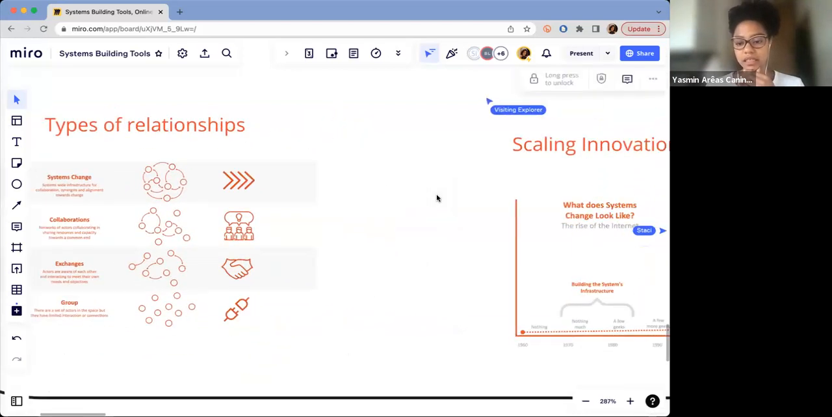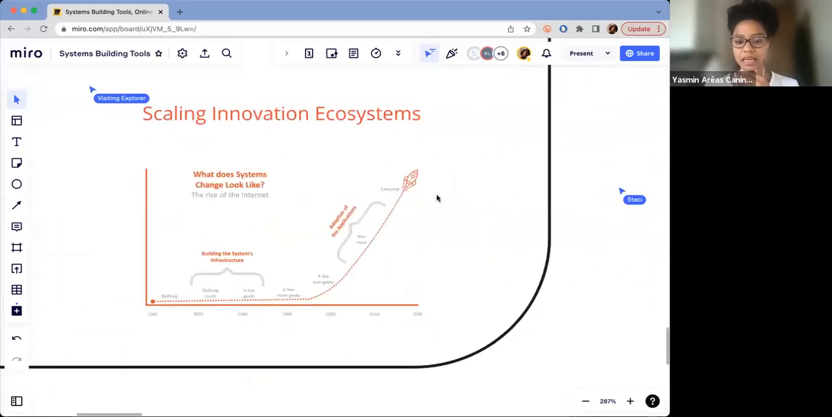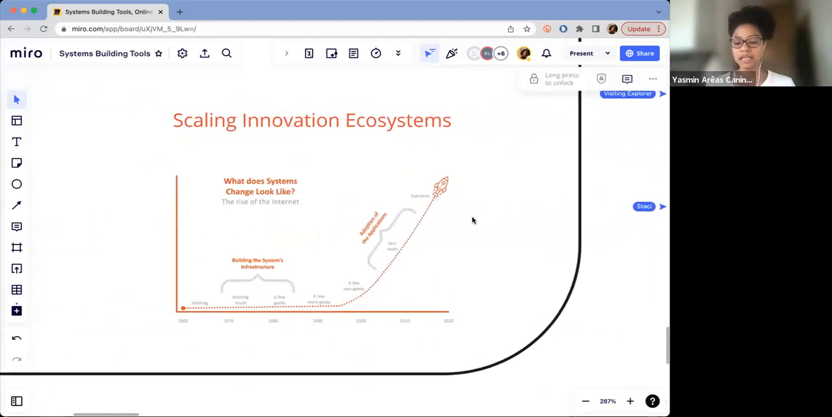And lastly, we mentioned scaling innovation ecosystems. And here, again, it's not about scaling one specific organization or one specific agent. It's about giving rise to a strong network of elements, and then scaling the platform, and not just the specific agents that are involved in this space.